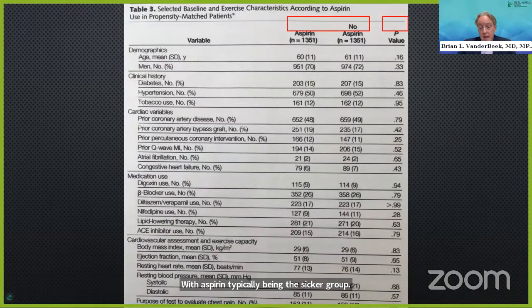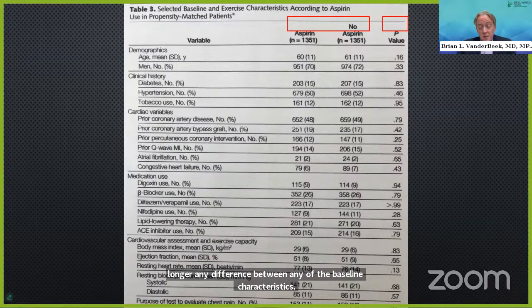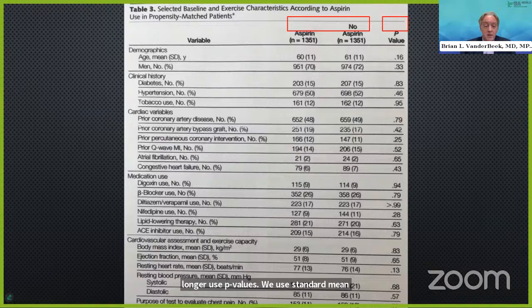However, after matching, you do lose some of the sample size, but then also in the p-value, it becomes much more balanced. There's no longer any difference between any of the baseline characteristics. You can also tell how old this study is because we no longer use p-values. We use standard mean deviations to determine how balanced a cohort is.